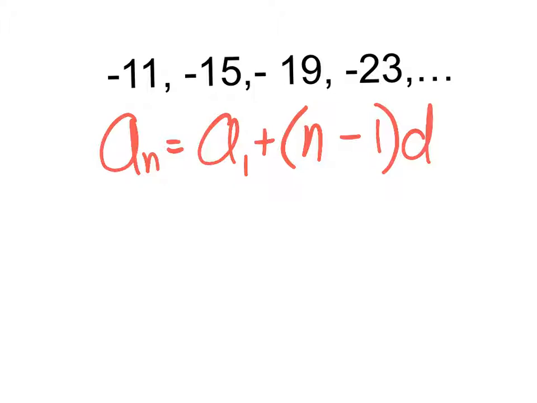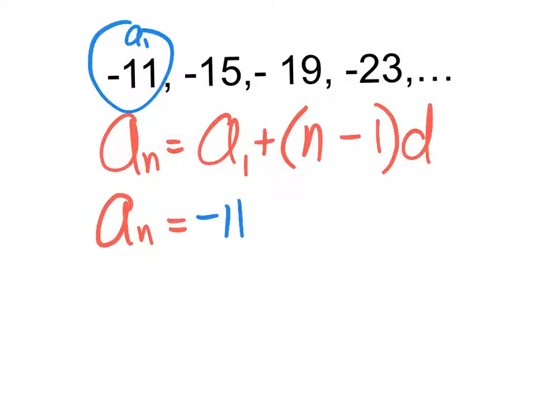So let's plug in what we know. So it's going to be a sub n. It stays a sub n. A sub 1. What's your a sub 1 term? A sub 1 is negative 11. So there's negative 11. And then you have the plus sign. And then you have parenthesis. Do we know n? No. That's really the nth number. If you want the 53rd number, then you will plug in a 53 there later once you already have the form, the equation. But anyways, it's n minus 1.